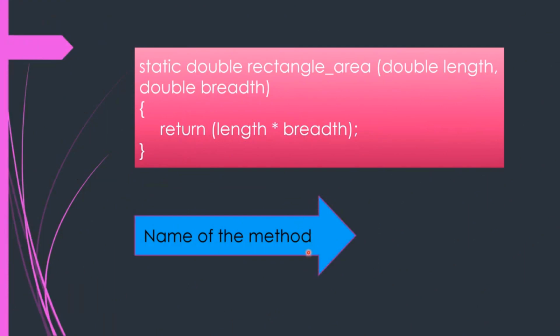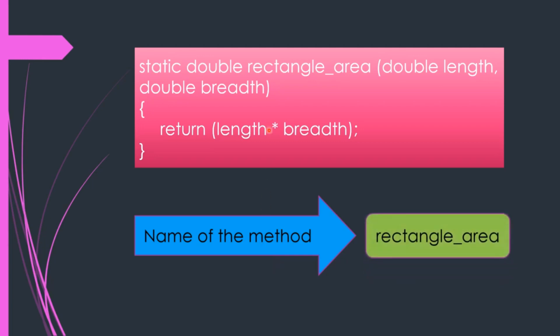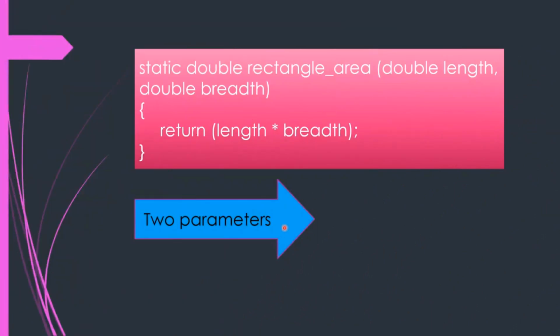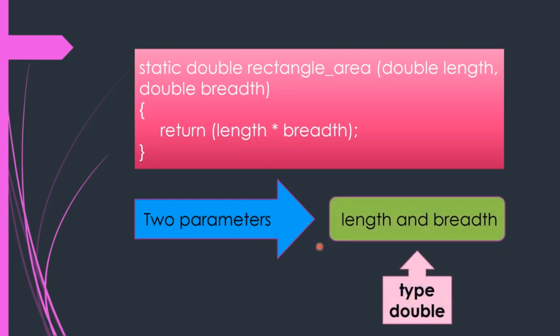So we have discussed name of the method is rectangle area. This is the name of the method. After it, the two parameters are length and breadth and their type is double. You can see here there are two parameters length and breadth and both of them have the data type double and they are separated by comma.